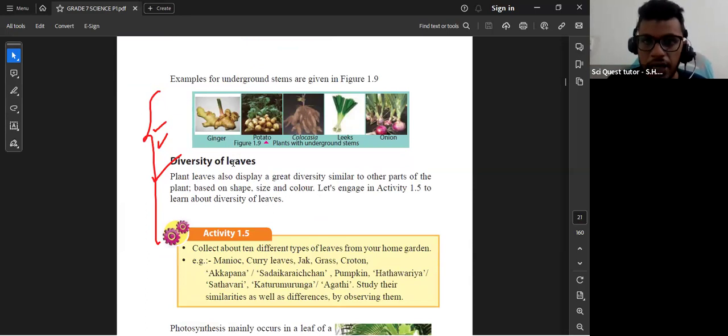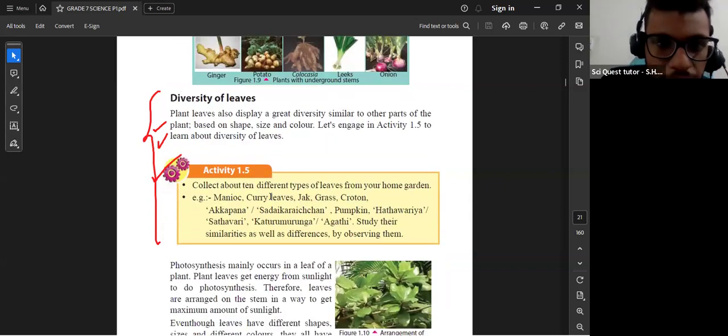Colocasia is a different potato type. I think students call it in Sinhala. Wait, I'll let you all know. I think it's Habarala. You all know Habarala leaves? Have you all heard? No? No one has heard about Habarala. It's like a big leaf. I will show you some pictures.